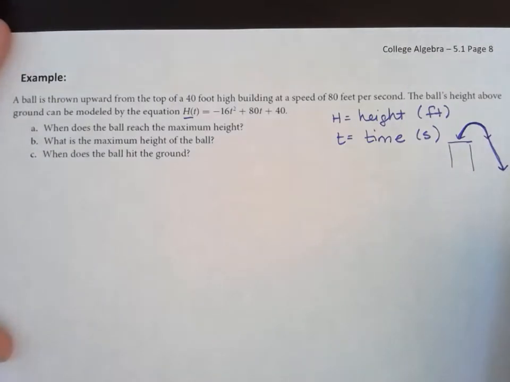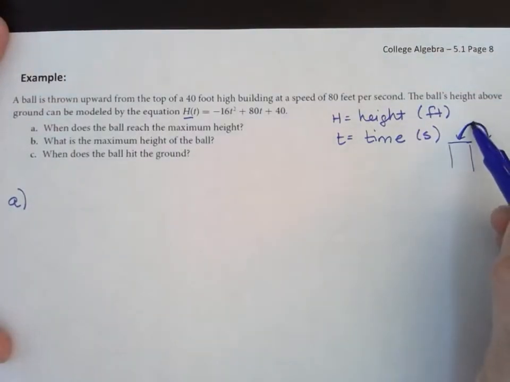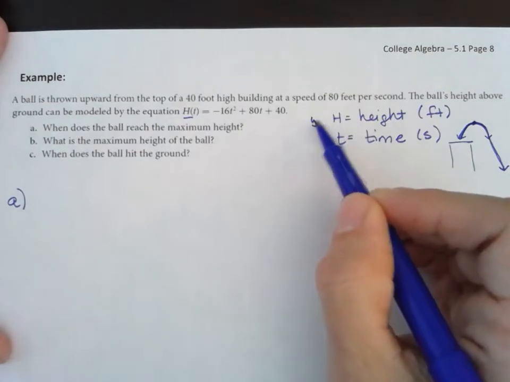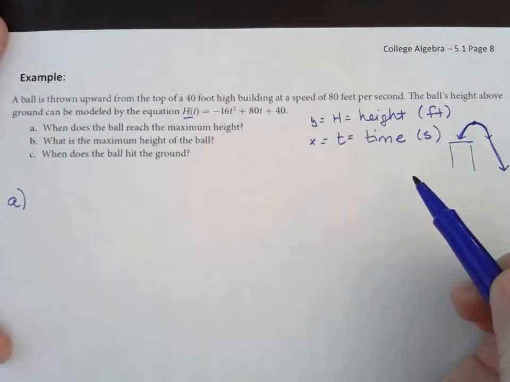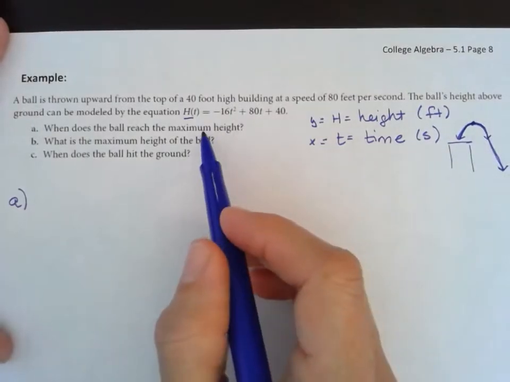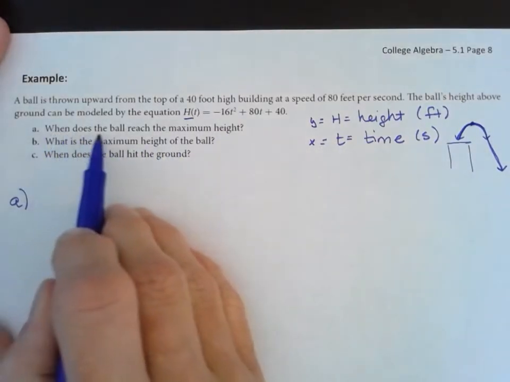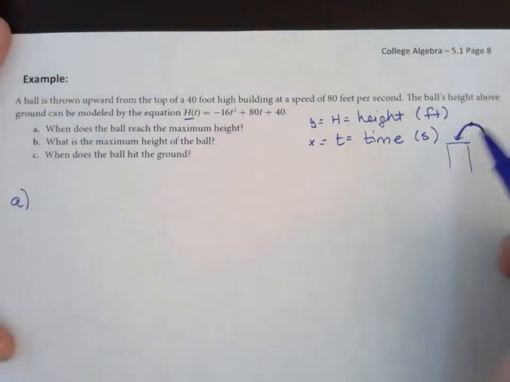Alright, so now that we know what it looks like, how do we find the maximum height? Well, isn't this the vertex of the parabola? And height is your y. T in this case is your x. That means we're going to need to find the y coordinate of the vertex if we're looking for the height. But first, the A part says, when does the ball reach maximum height? Well, that's when it gets to the vertex, and it's the x coordinate of the vertex.